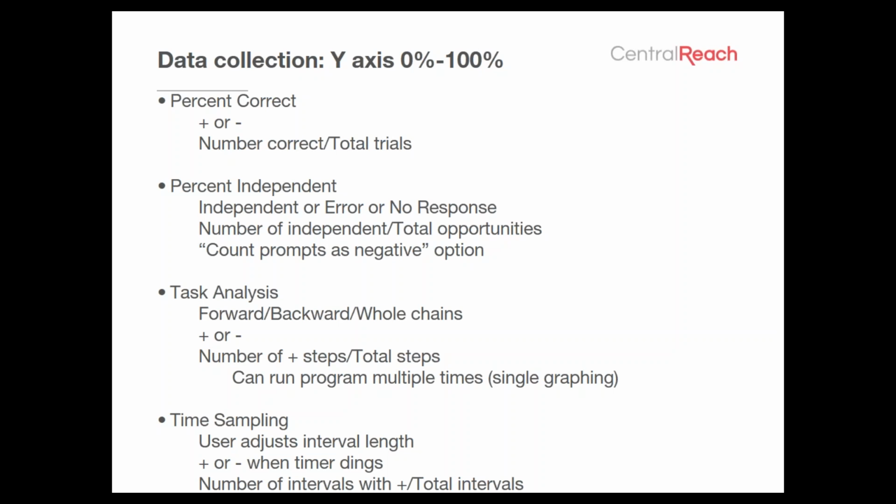And the way that that's calculated on the graph is the number of correct trials they had over the total number of trials that you took data on. So if you had 10 trials and they got all 10 with pluses, 100%. But if you set it up to take 15 trials and you only took data on 10 of them, it's not going to calculate based on those ones that you didn't take data on at all.